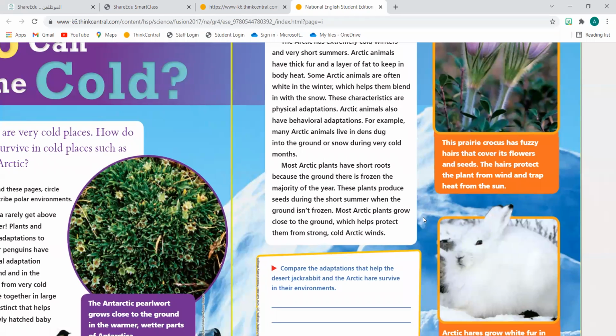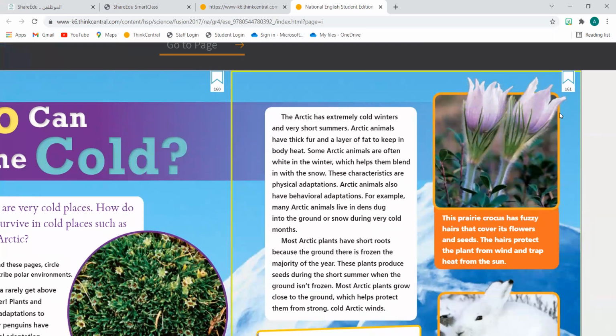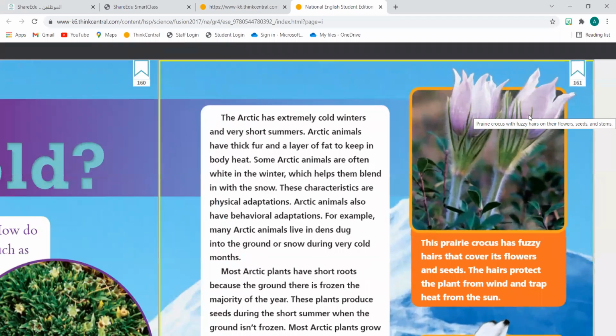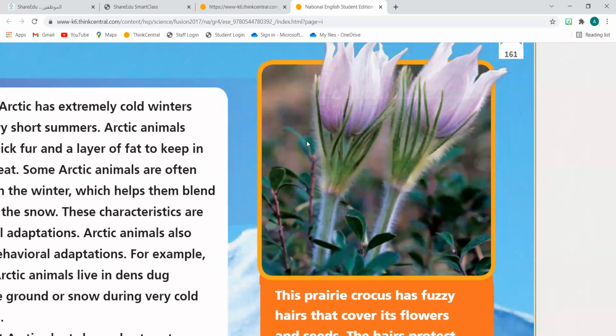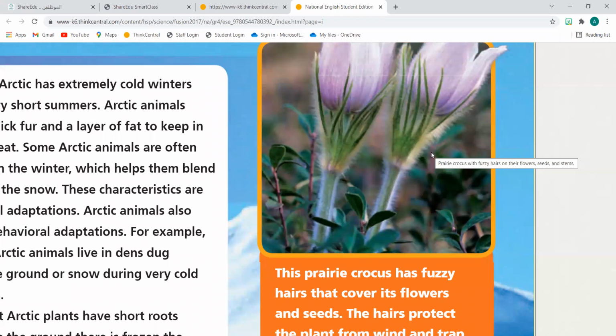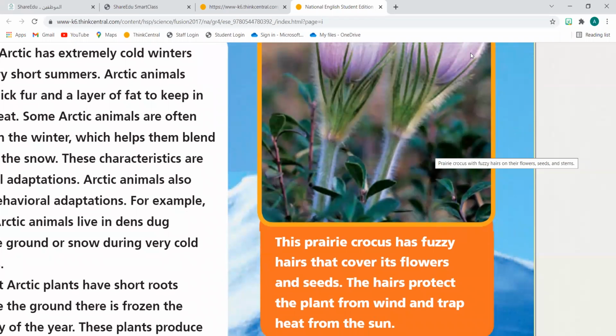Not only animals can survive the snow, we also have some plants that can survive the snow. Look at this flower. Do you see something weird? Something fuzzy. This prairie crocus has fuzzy hairs that cover its flower and seeds. The hairs over here protect the plant from wind and trap heat from the sun.